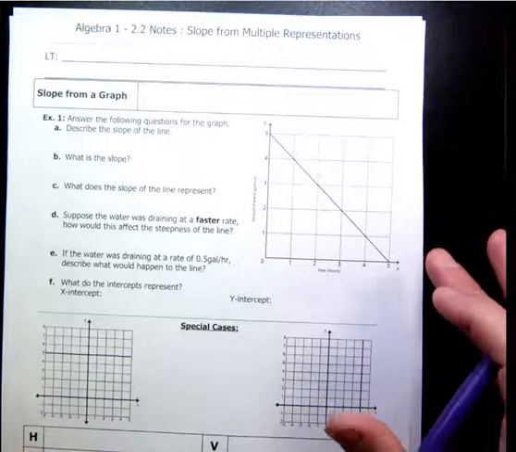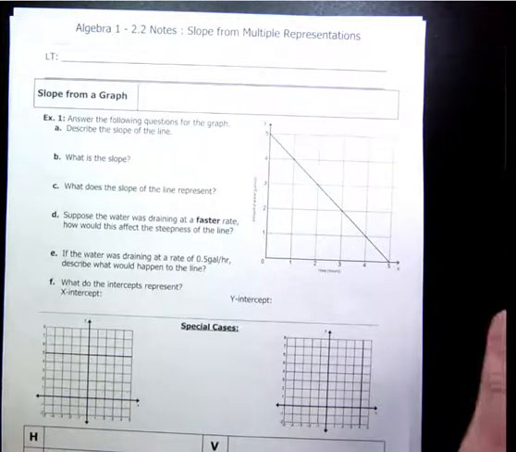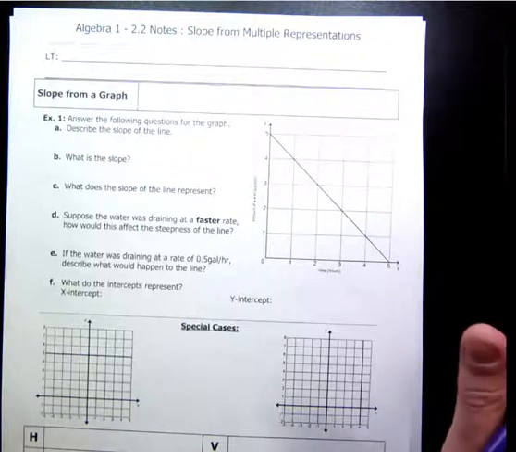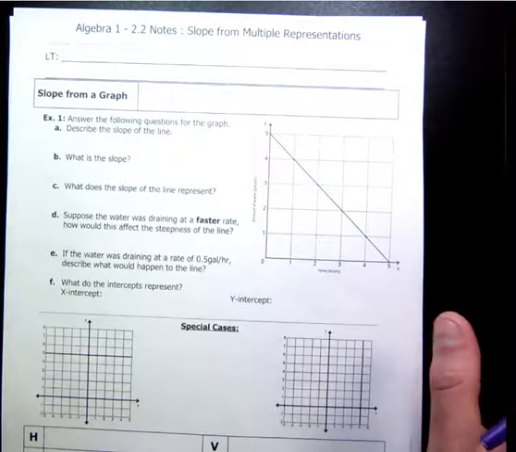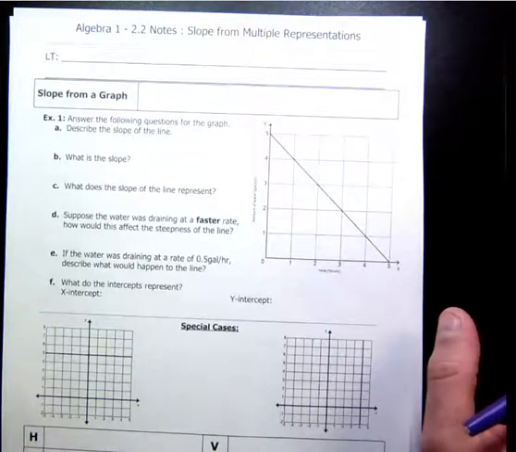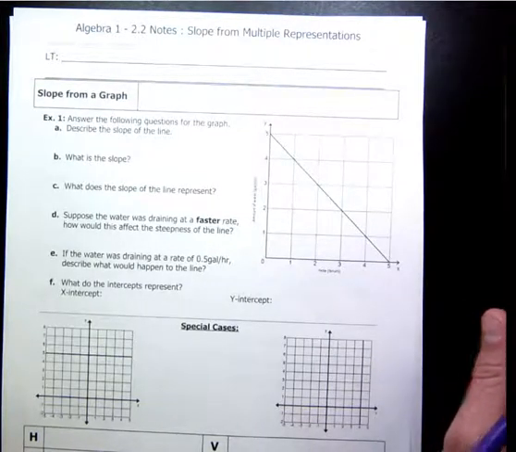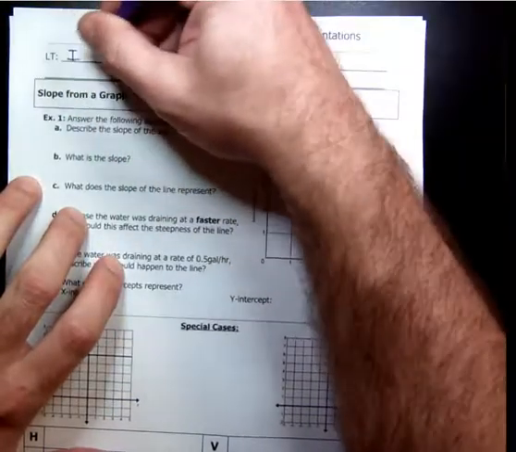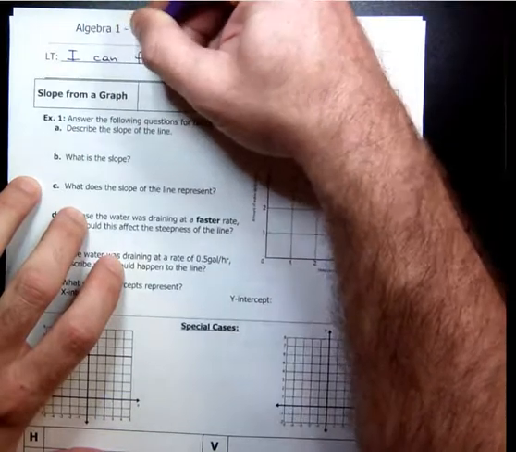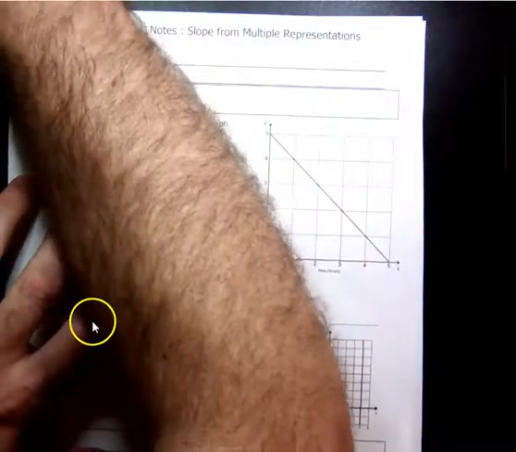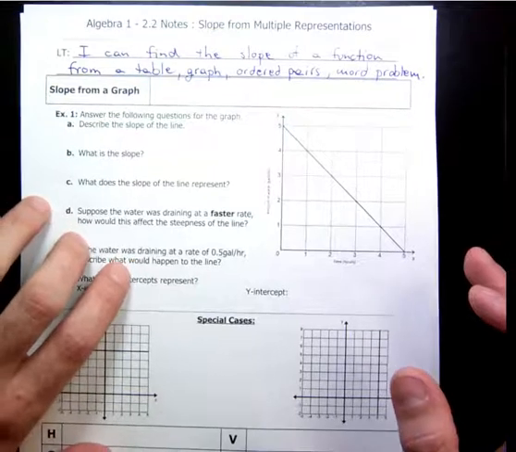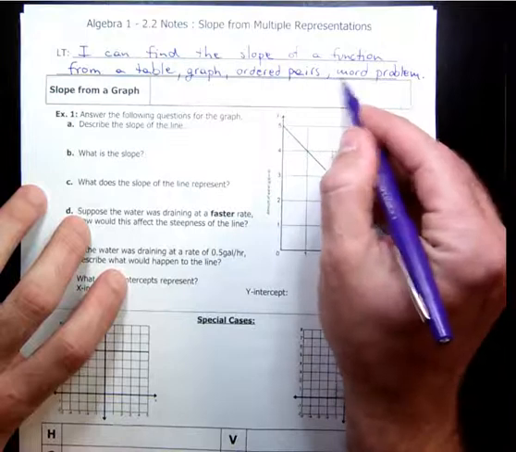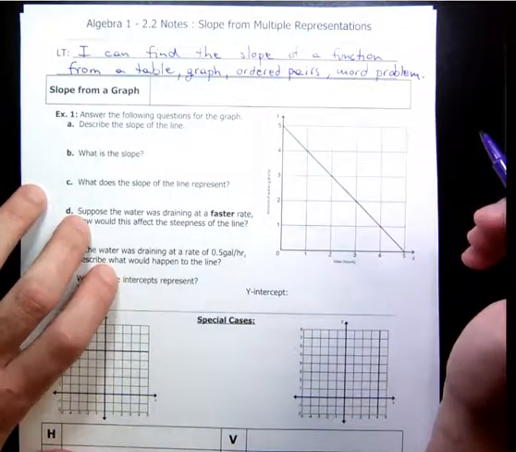Alright, welcome to lesson 2.2, slope from multiple representations. Today the learning target, or the goal of this lesson, is to find the slope from different sources such as a table, graph, or ordered pair. I've written our learning target. I also added another source here, word problems.